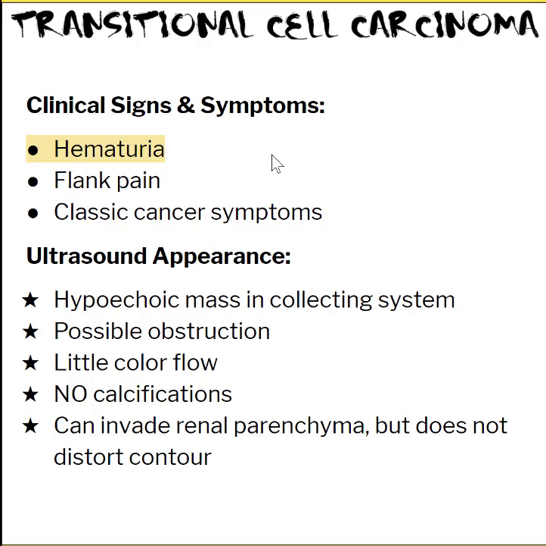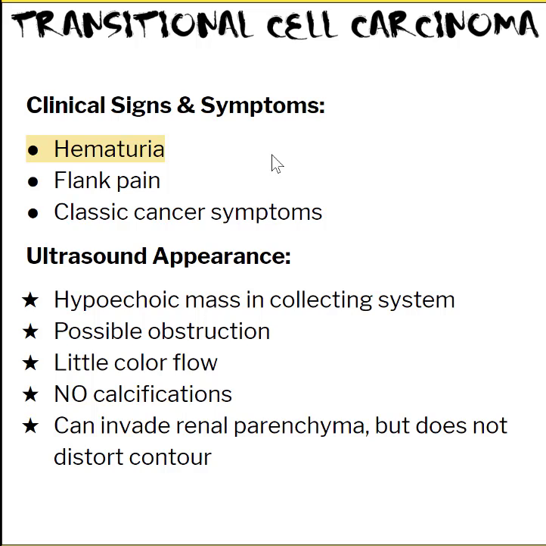Transitional cell carcinoma typically doesn't exhibit much for blood flow. There usually are not any calcifications. We do know that transitional cell carcinoma can invade into the renal parenchyma, but it usually doesn't invade into the kidney and then start to distort the contour.